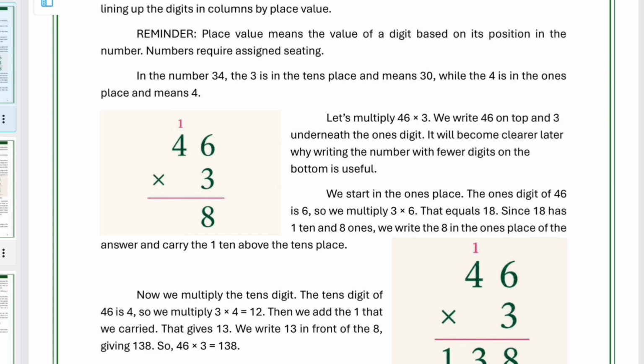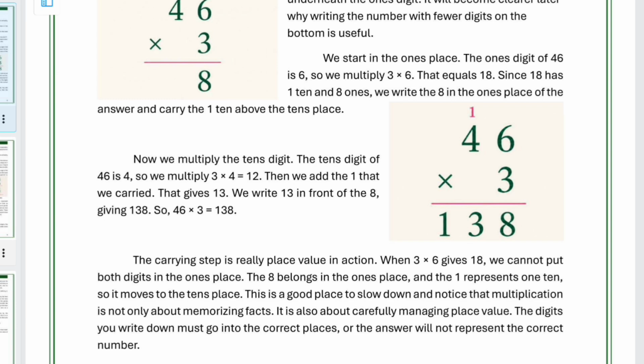So now let's multiply 46 times 3. We write 46 on top and 3 underneath the ones digit. It will become clearer later why writing the number with fewer digits on the bottom is useful. We start in the ones place. The ones digit of 46 is 6, so we multiply 3 times 6. That equals 18. Since 18 has 1 ten and 8 ones, we write the 8 in the ones place of the answer and carry the 1 ten above the tens place.